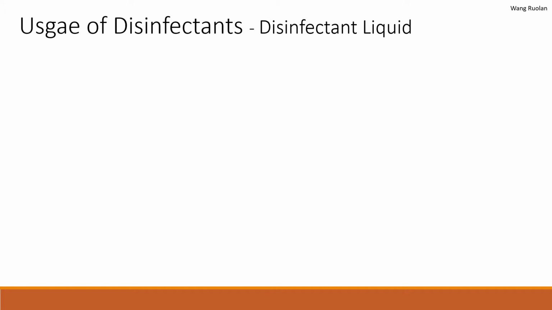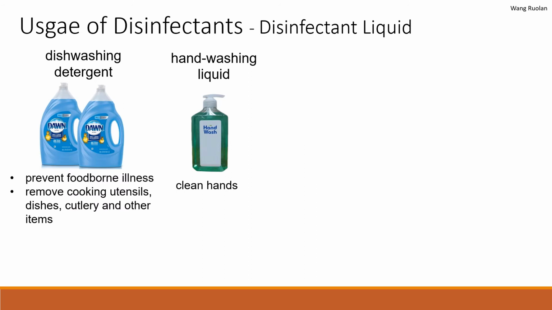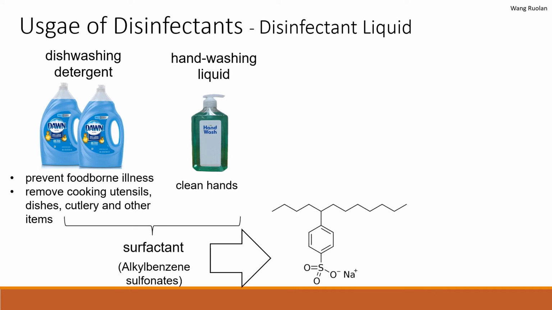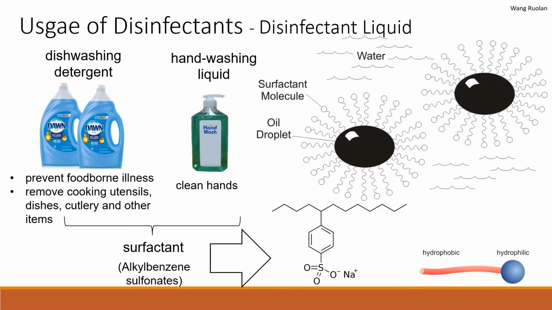This is the disinfectant liquid. In the kitchen, we often use these 2 types: dishwashing detergent and hand washing liquid. One is to prevent foodborne illness by cleaning cooking utensils, dishes, and other items. Another is to clean hands. The active ingredient of this liquid is surfactant, such as alkylbenzene sulfonates. The special structure makes oils dispersed in the water and finally washed down.